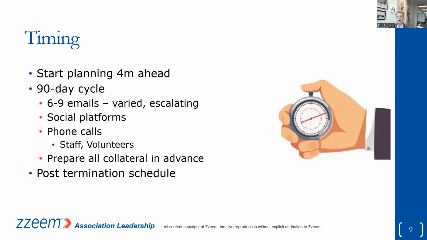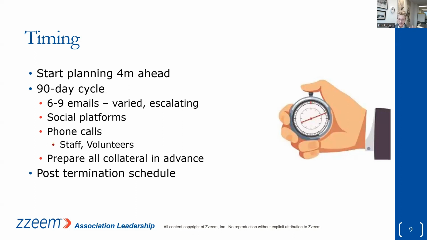Make sure that you've got everything ready in advance. You've got your tools all lined up. They're all ready to go. Your collateral's all lined up. It's ready to go. Your timing is ready. And make sure that your termination schedule is very, very well communicated. It should be on your website and it should be in everything that you send out in your membership renewal campaign.